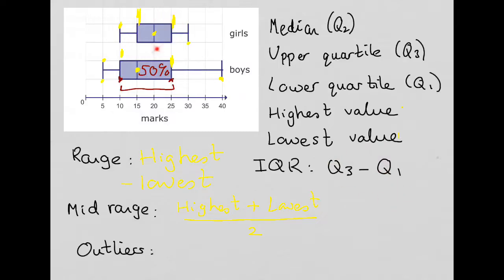So 50% of the girls got values between 15 and 25, 50% of the boys a lot more spread out, so the girls were more consistent.